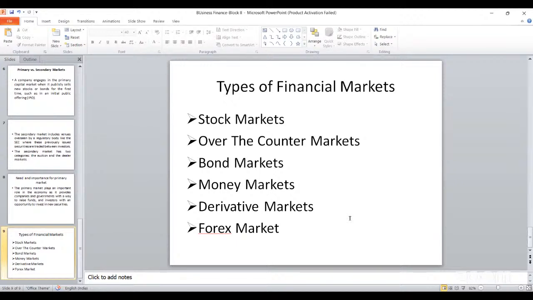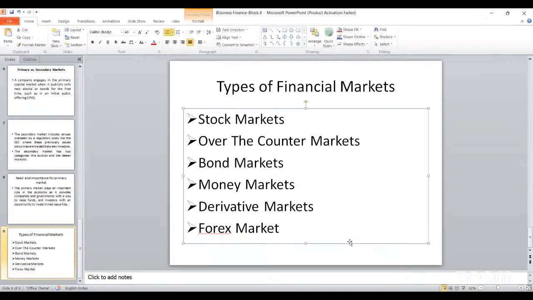Derivative market, in this you have two parties, wherein a bond is signed between two parties. Foreign exchange market is a real time market, wherein the price fluctuates. So you can write it in a detailed manner. Is that clear? Yes, ma'am.